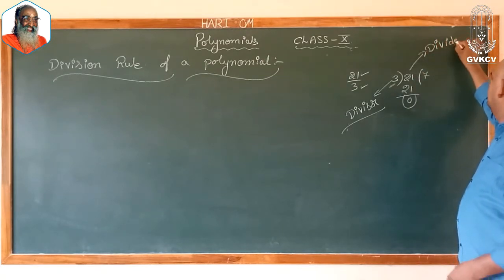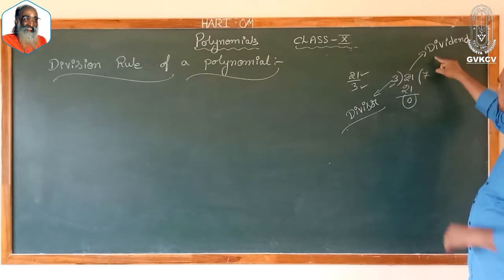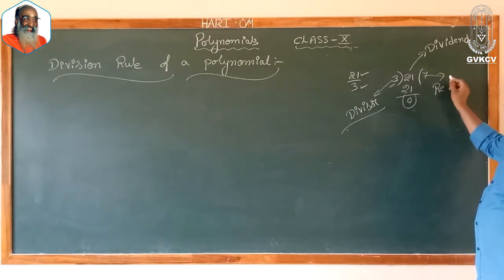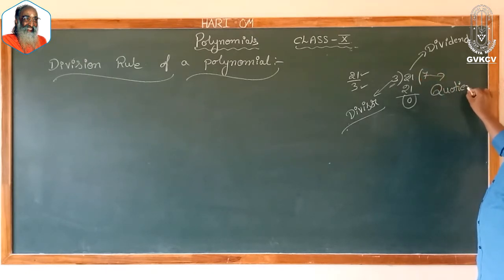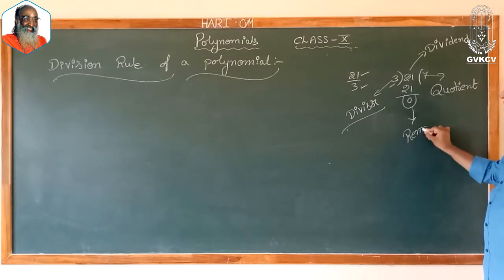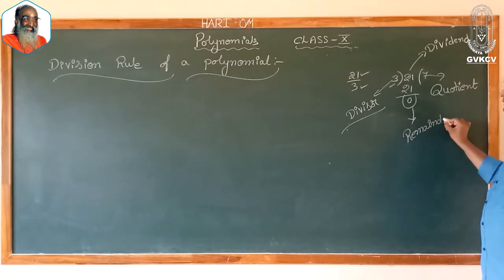This 21 is nothing but the dividend. 7 is nothing but the quotient. 0 is nothing but the remainder.